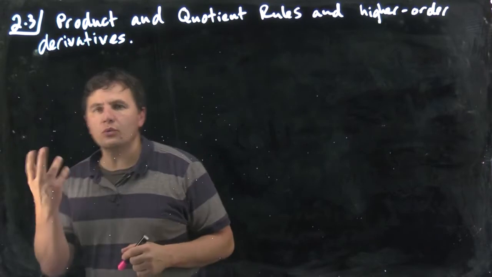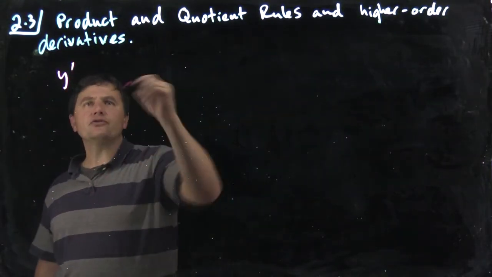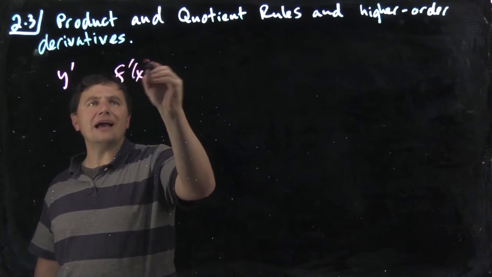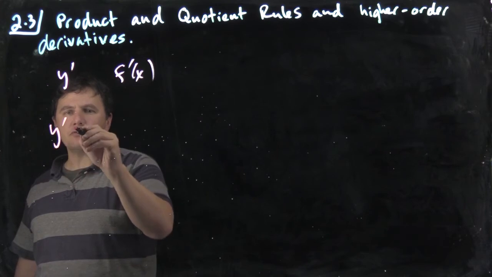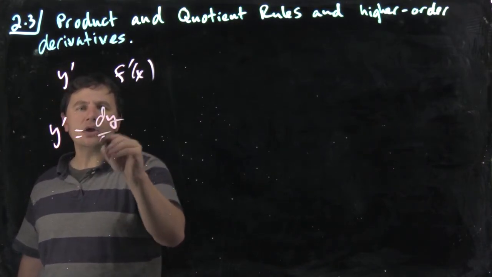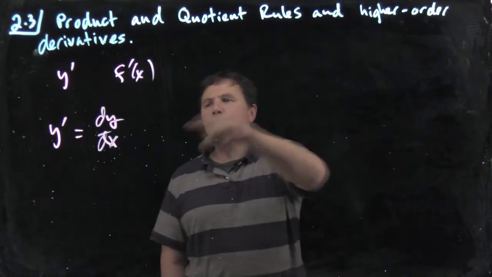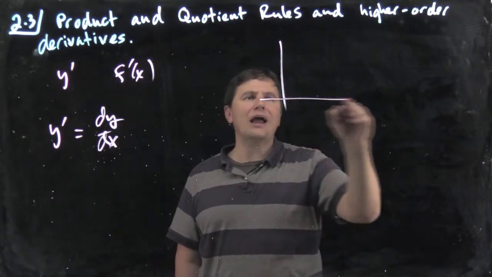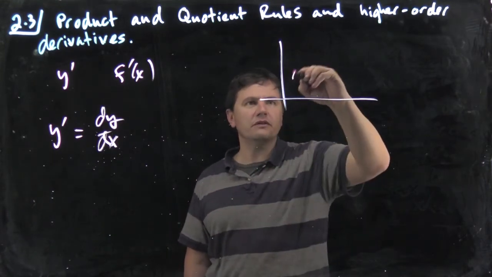Okay, some notation. We are all familiar with the y prime, that's the first derivative, or f prime of x. Okay, another notation you're going to see a lot of, like for y prime, would be dy over dx, and I want to talk about what that means. So I think the best way to do is look at a graph here. This really kind of has the definition of derivative built into it.